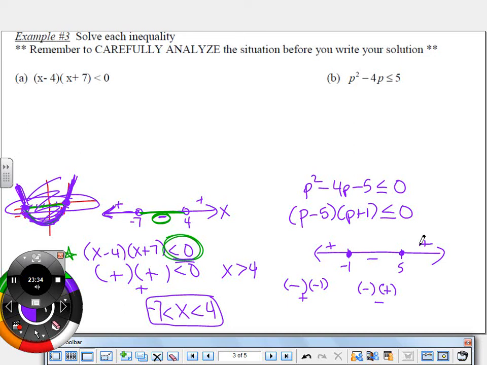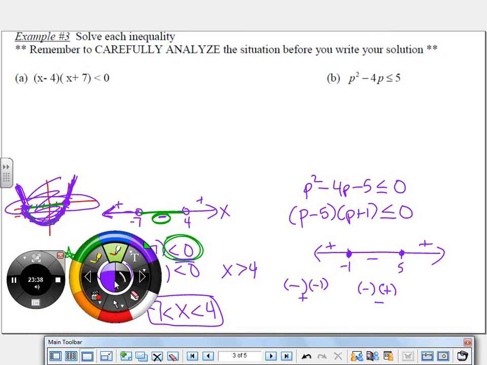Now I'm looking for numbers that are less than or equal to 0. Okay? So that would be when the values were negative, which is this range of numbers right here, which means my solution is that x is between -1 and 5. Now, if this had said greater than or equal to 0, does anybody know how our solution would look?